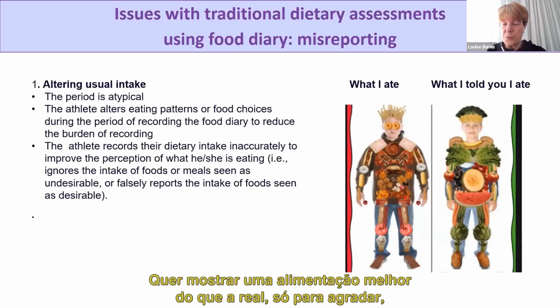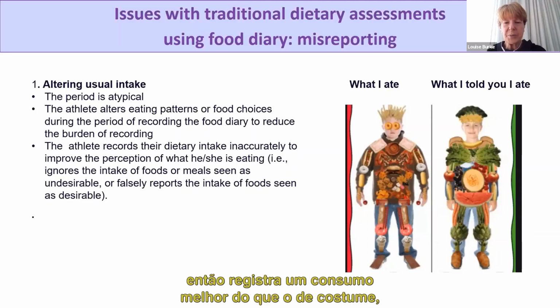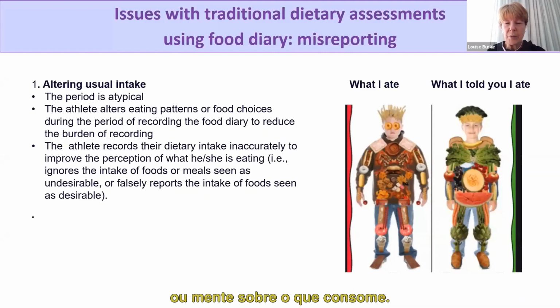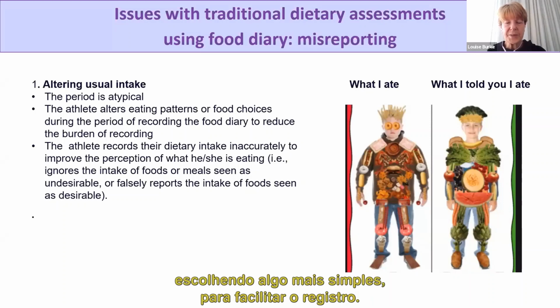They often want to appear to be eating better because they want you to be pleased with them, and so they'll record better food intake than normal, or they'll actually lie about what they consume. But sometimes they'll also change what they're doing because it's just a nuisance to take so much time to describe a very complicated meal, and so they'll just choose something simple to make it easier to keep the record.